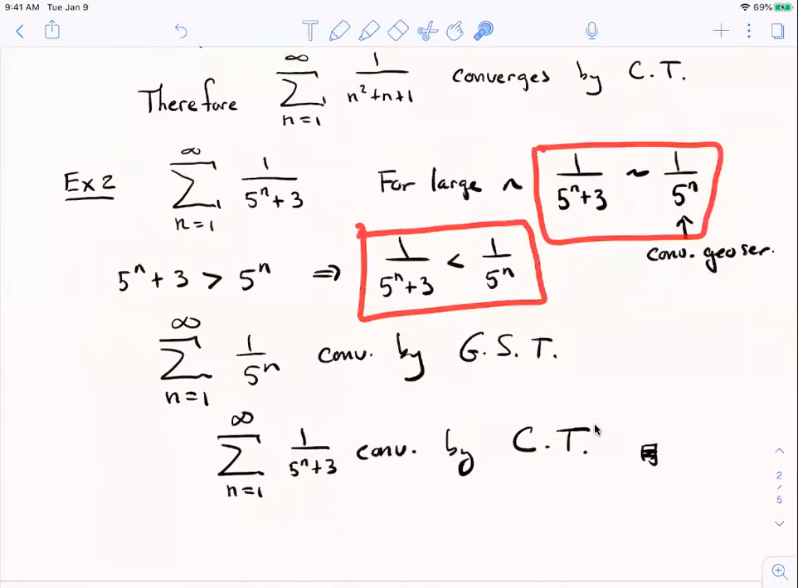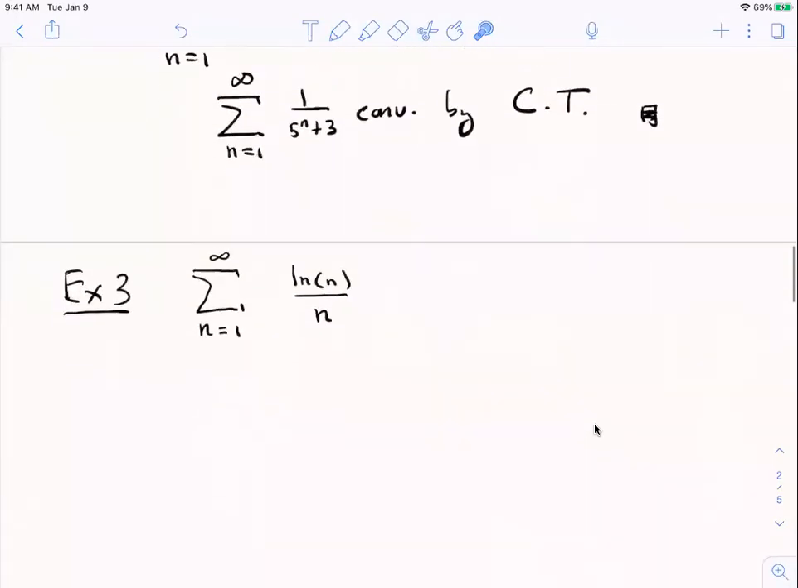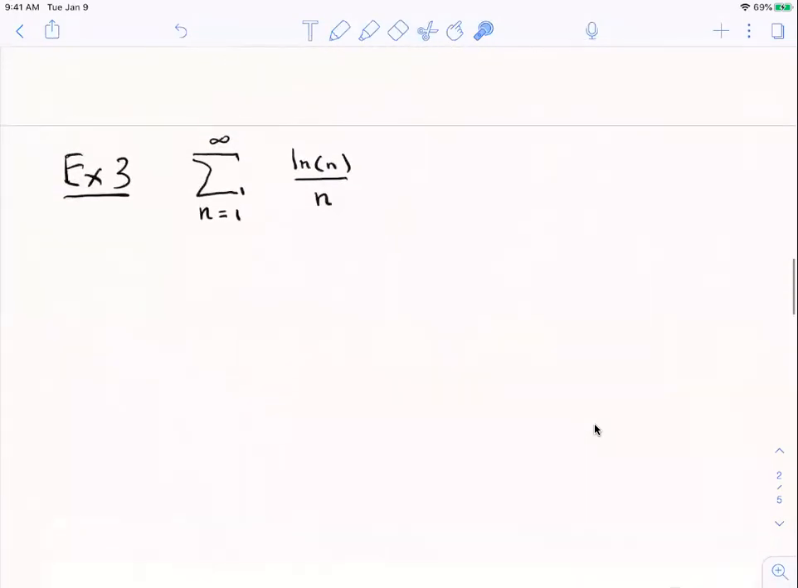Okay, let's look at another example. This one I've got log n over n. It's not so clear what log n over n is like when n is large, because there's nowhere to cancel the n, there's no largest term, there are no numbers that I can ignore. As n gets big, the logarithm gets big.